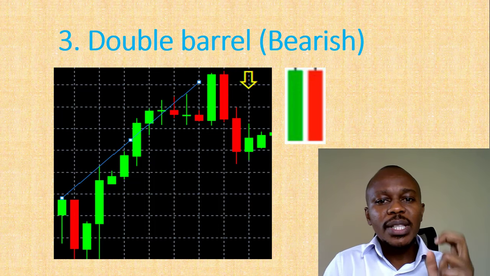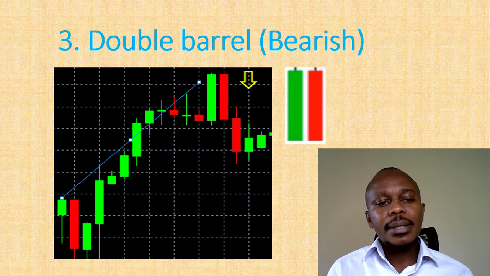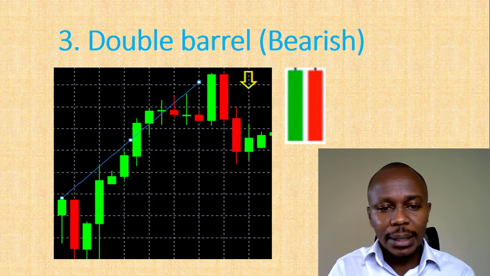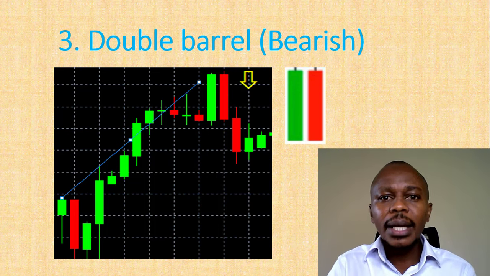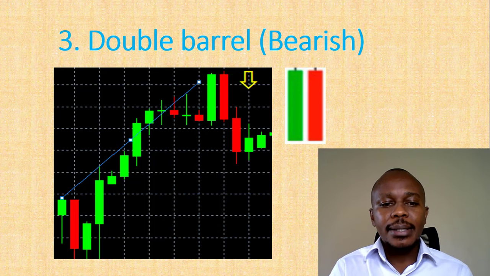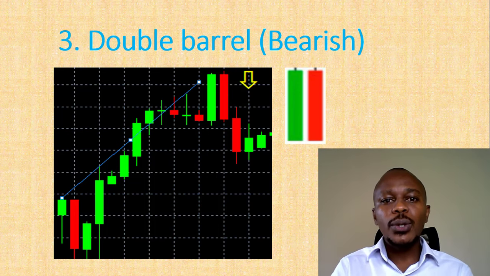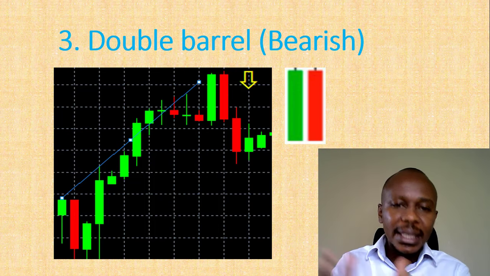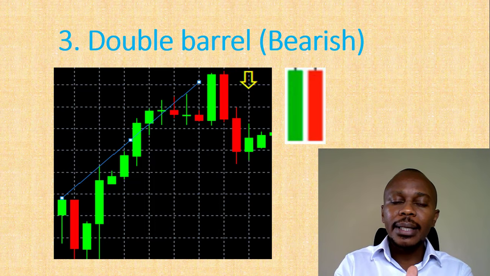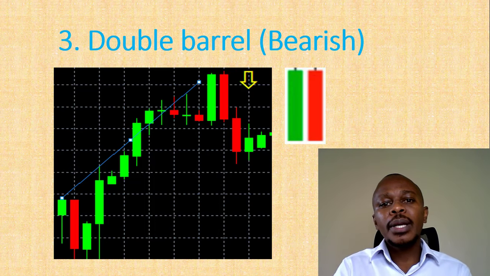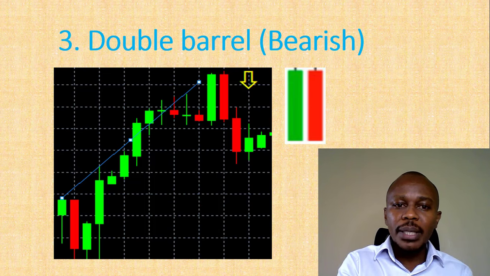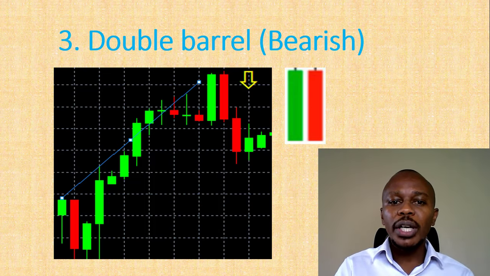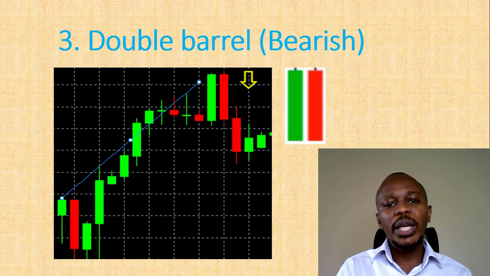So having looked at those three important patterns, which is the pin bar, the engulfer, and the double barrel, and as we have said, you need to factor in other indicators, support and resistance, and you also need to look at which time frames are you working with. Are you working with the higher time frames, that's the weekly, daily, or the 4 hours, or you're working with the lower time frames, 5 minutes, 15, or the 30 minutes time frames? Because that way it will help you to know if you are looking at the long-term movement or you're looking at the short-term movement.